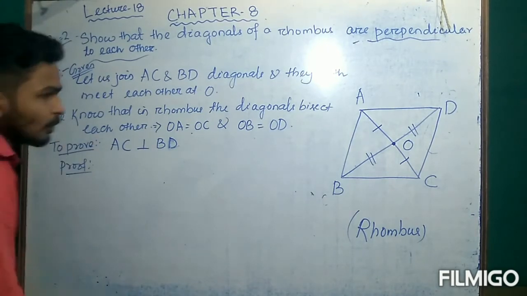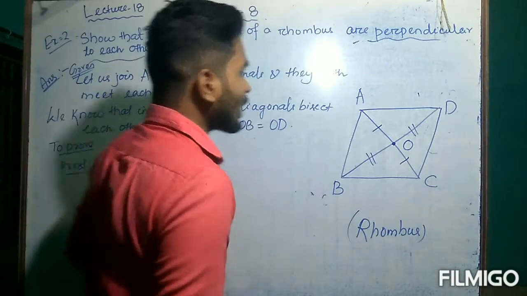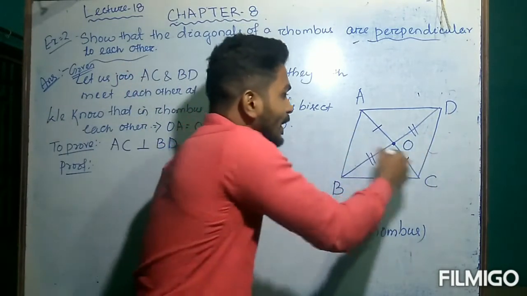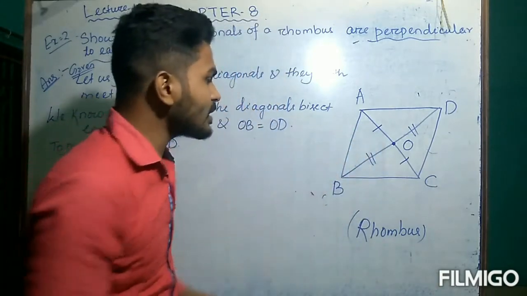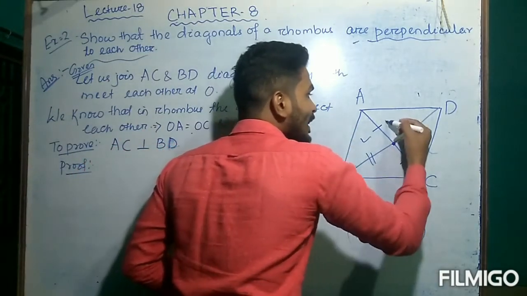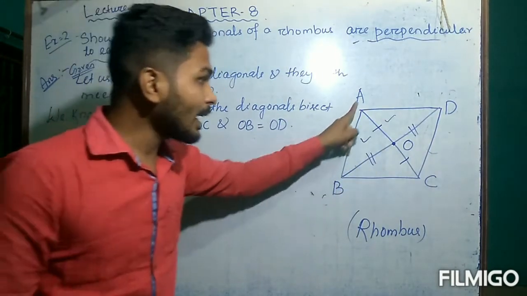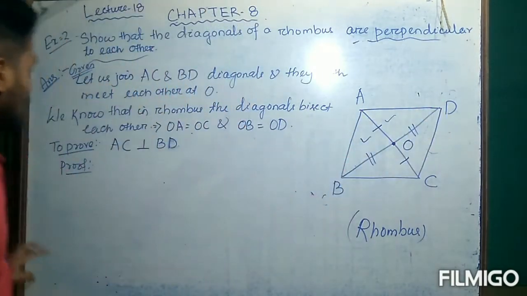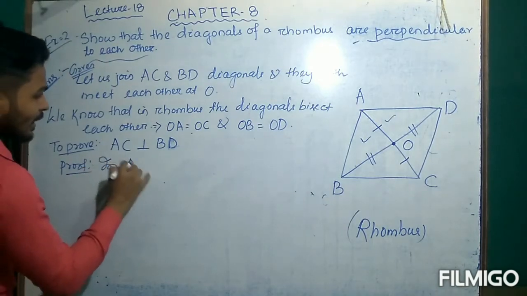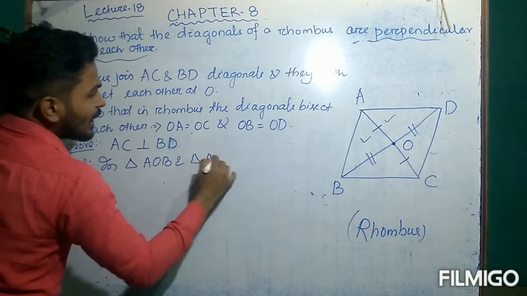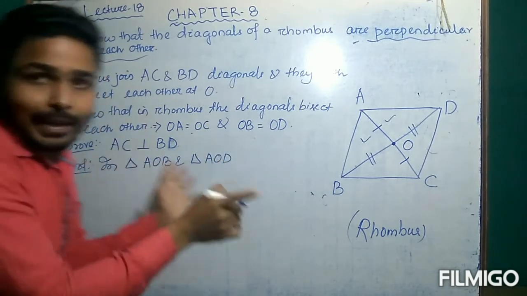In order to prove, we have to take two triangles here. Since we have joined these two diagonals, four triangles are formed here. Out of the four triangles, we have to take this triangle and this triangle. Which two triangles? Triangle AOB, right? And triangle AOD. Okay. So, in triangle AOB and triangle AOD, these two triangles, right?